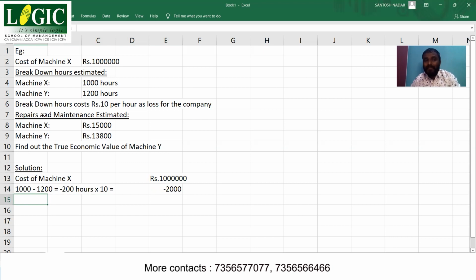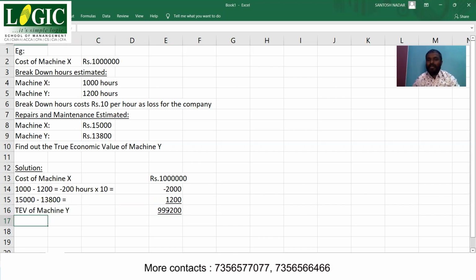Let us talk about the repairs and maintenance. Machine X is going to incur repairs and maintenance of 15,000, whereas I'm going to incur a repairs and maintenance cost of 13,800. That means I'm going to save 1,200 rupees for the customer. So I will charge this much to the customer. Now the resultant answer is 10 lakhs minus 2,000 plus 1,200. The price that I get is 9,99,200, which is nothing but the true economic value of machine Y.